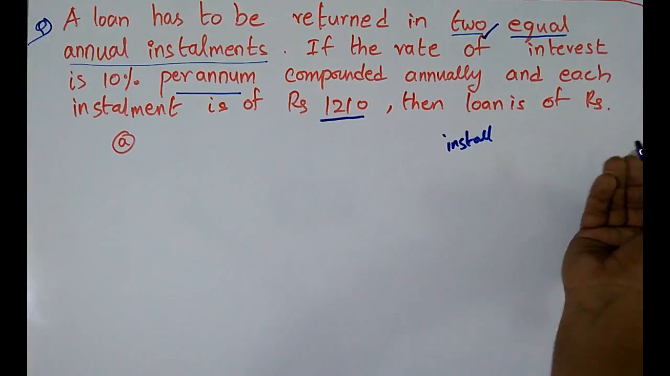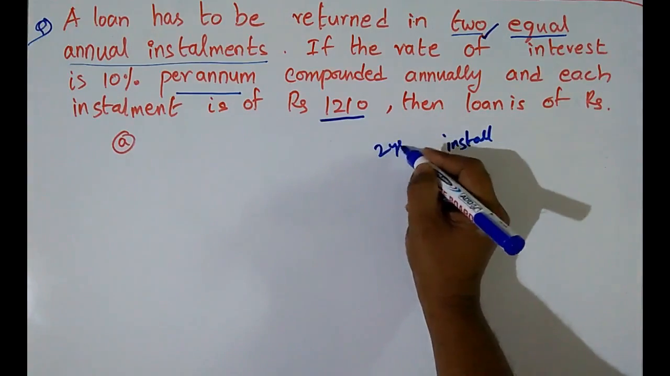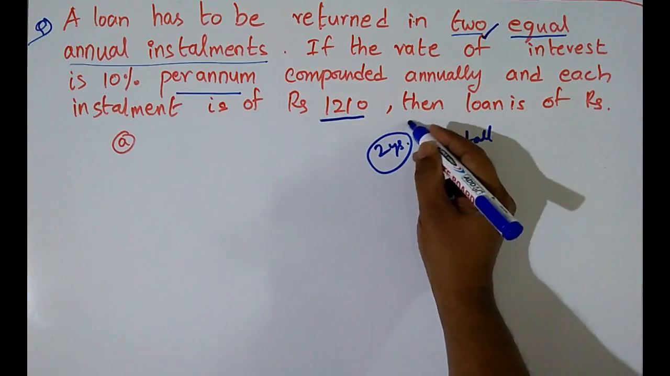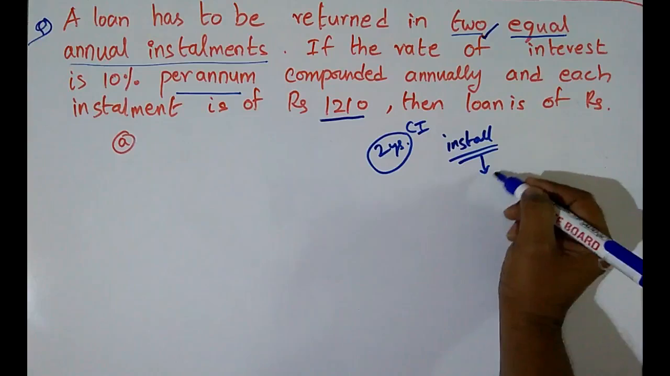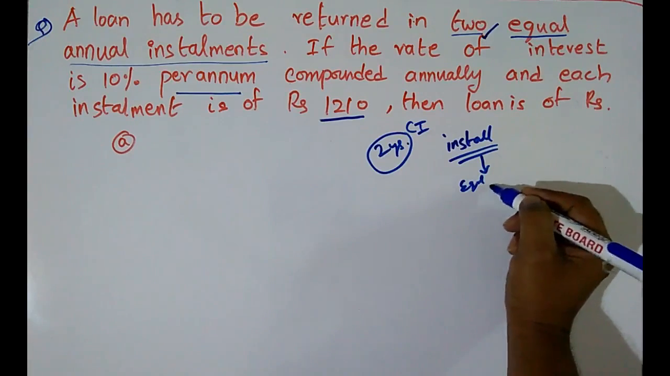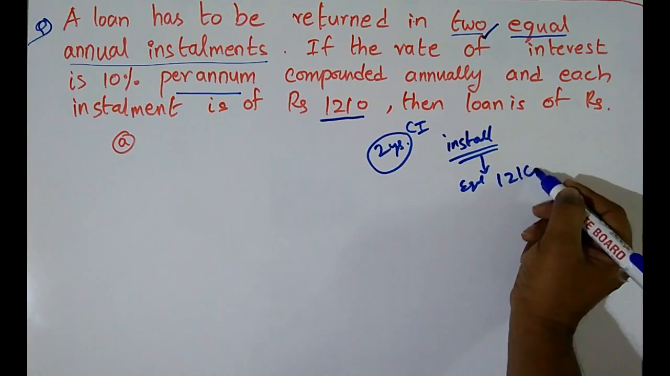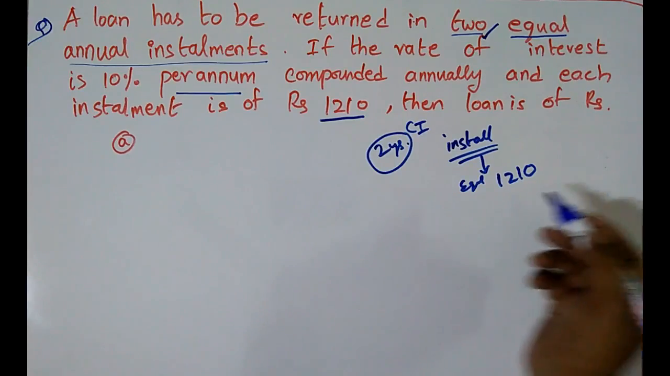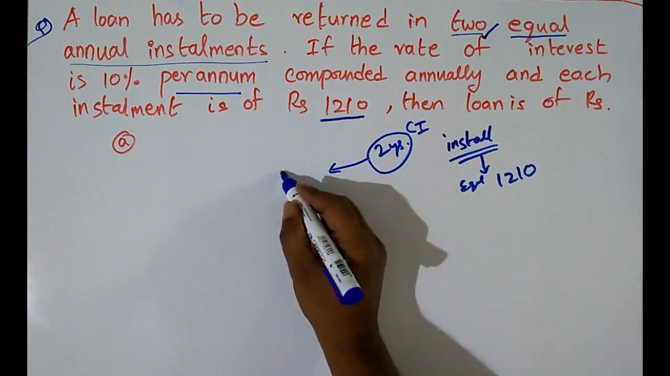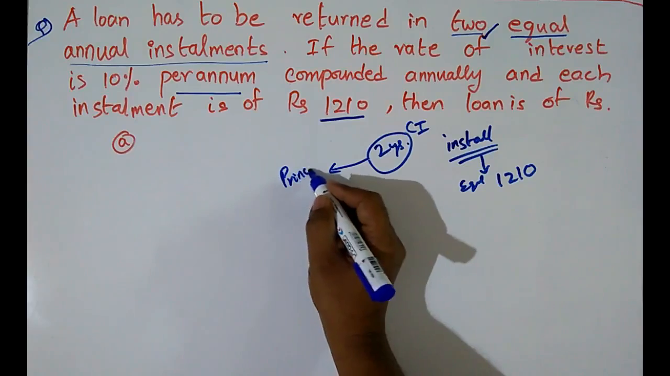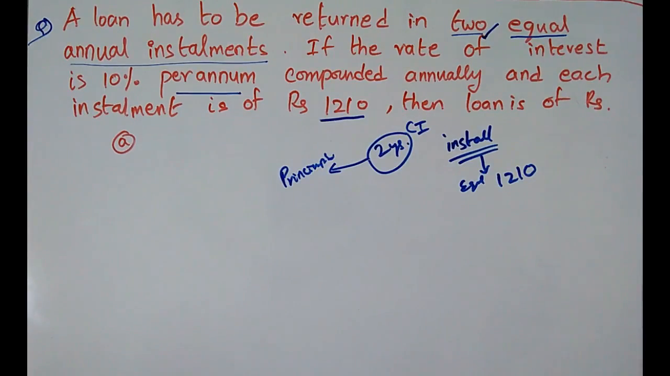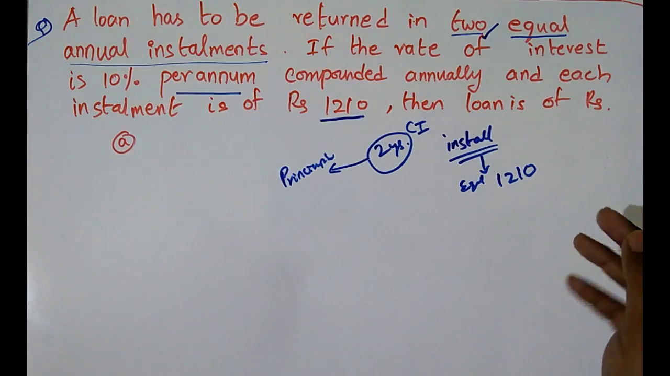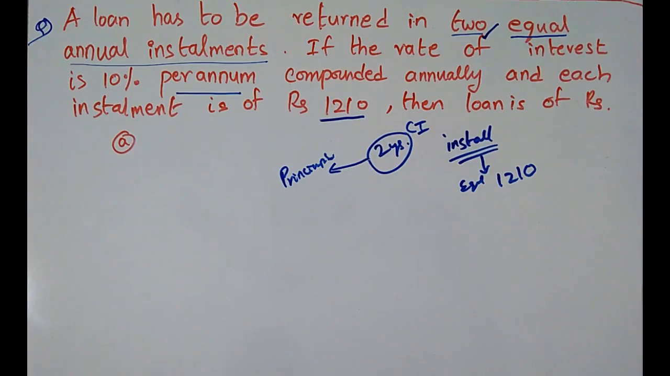Suppose we have taken a loan for 2 years on compound interest, and we are paying installments of equal amount, that is 1210. We have to find the principal amount that we have taken, friends. Okay, how to find it?